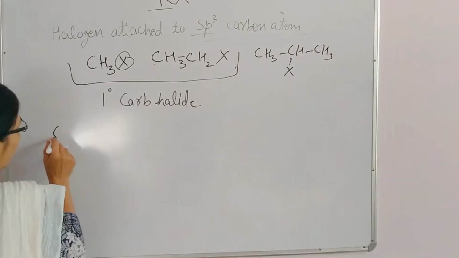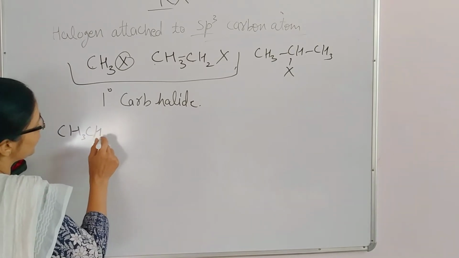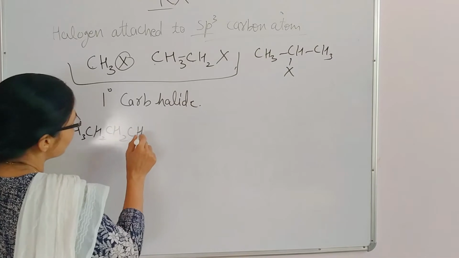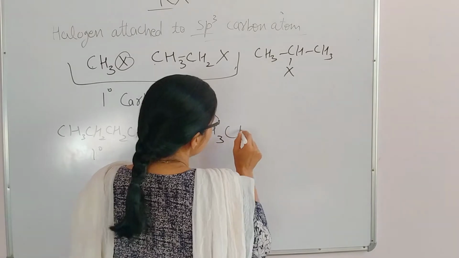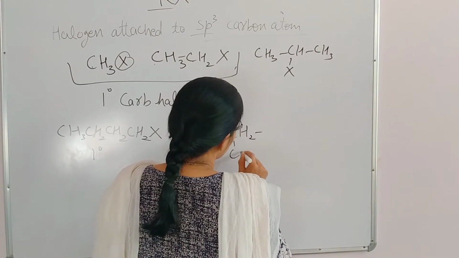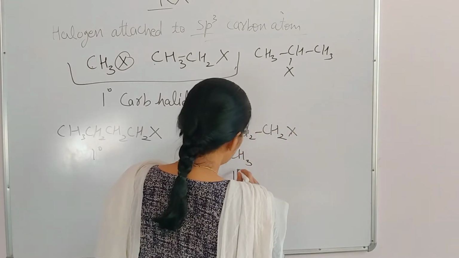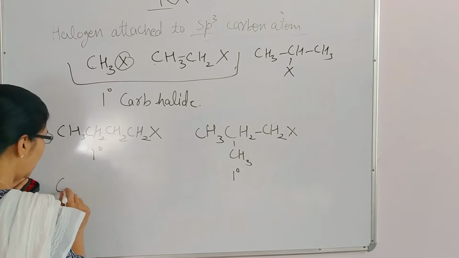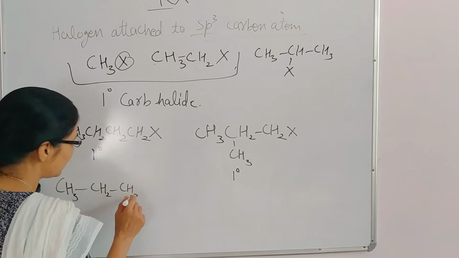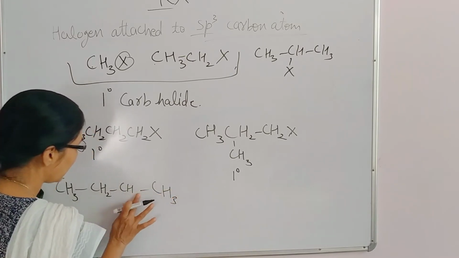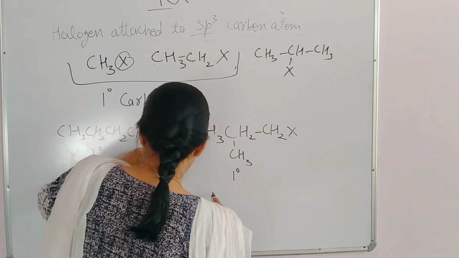For 3 carbon atoms I can write, or 4 carbon atoms I will write, CH3CH2CH2CH2 and halogen, 1 degree. CH3CH2, and so on, that is also 1 degree. 2 degree: CH3CH2CHCH3, suppose here halogen, then it is 2 degree. Then 3 degree.